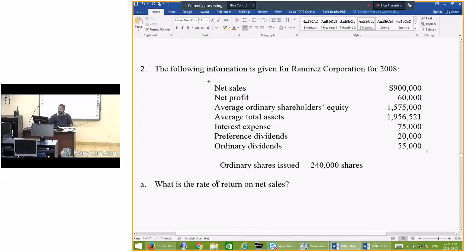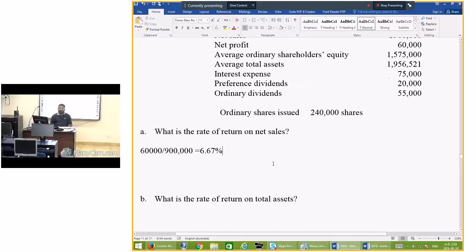Number 2. Rate of return on net sales. Net sales is 900,000 and net profit is 60,000. 60,000 divided by 900,000, that is the rate of return on net sales, approximately 7.7%.